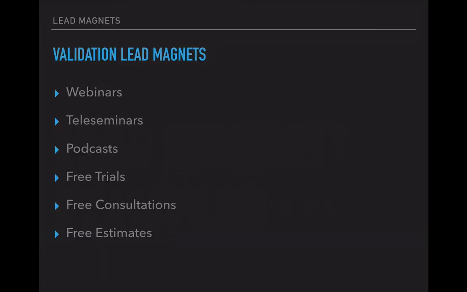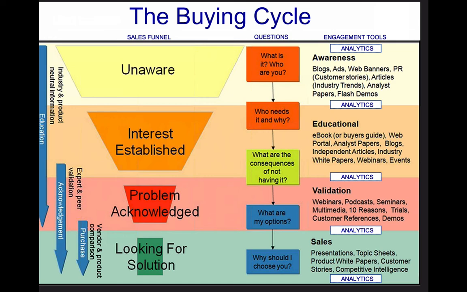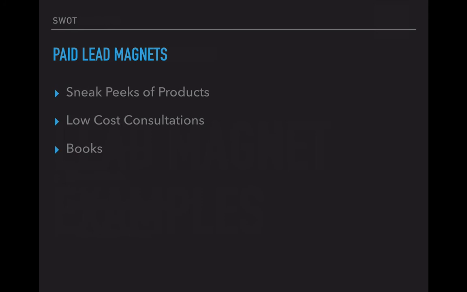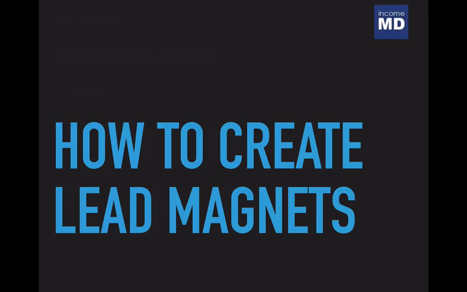And then, as you're getting further down the funnel here, the ones who are the most ready to purchase right away are those looking for solutions. Those guys are really committed. These are what I like to call paid lead magnets. Sneak peeks of products, low cost consultation, or books. They've actually purchased something from you. They've spent money with you. That's somebody who is going to want to spend more on services if you give them exactly what they're looking for, and if you're showing that you're worth the money they're spending.